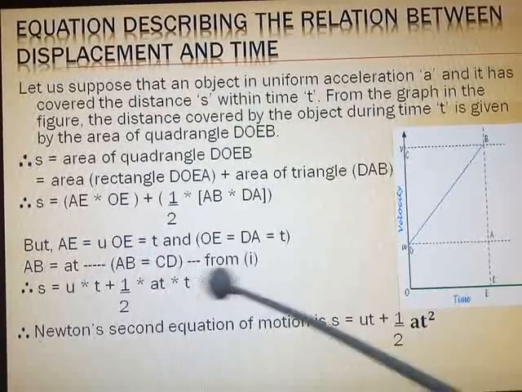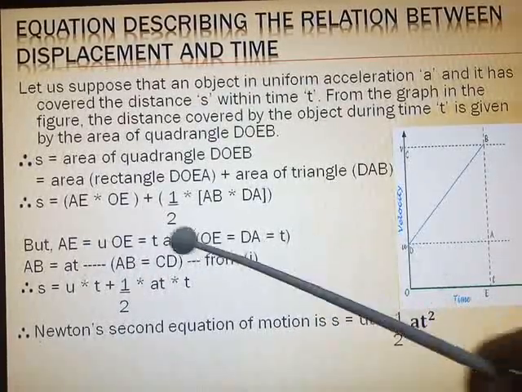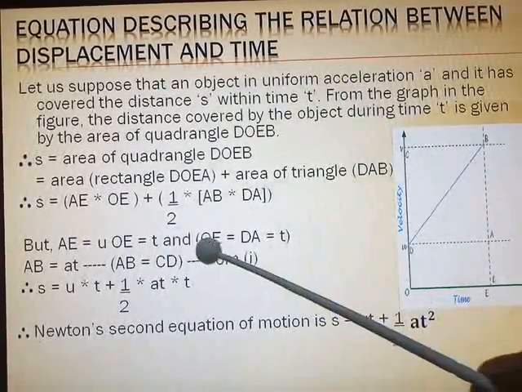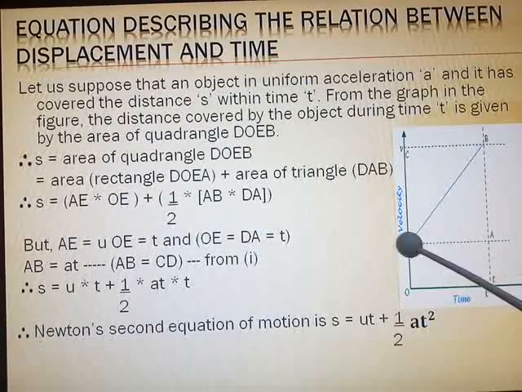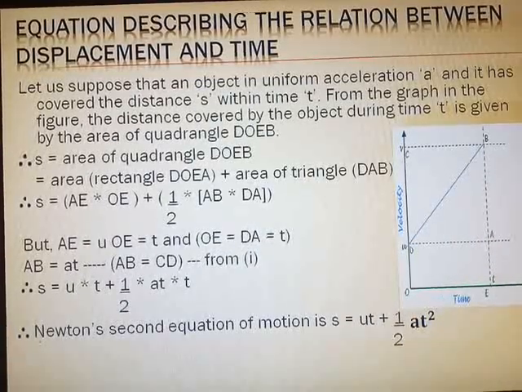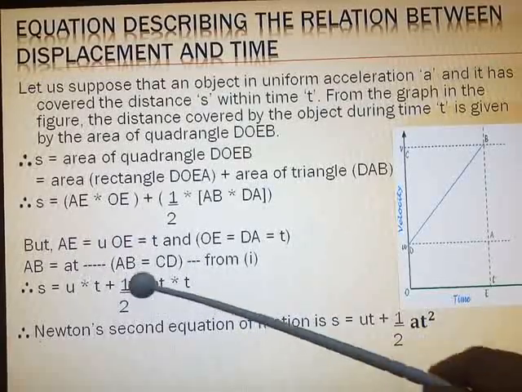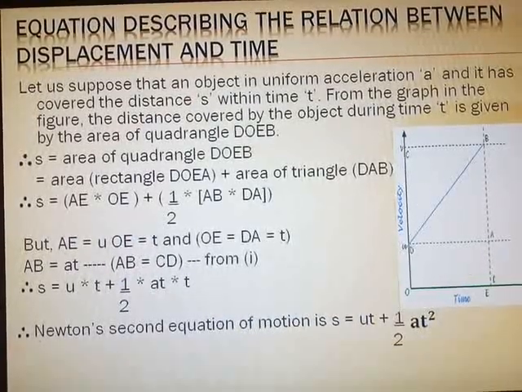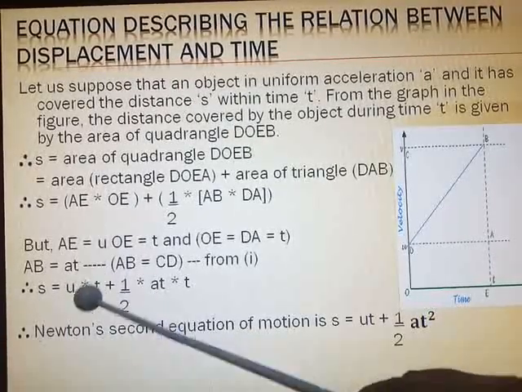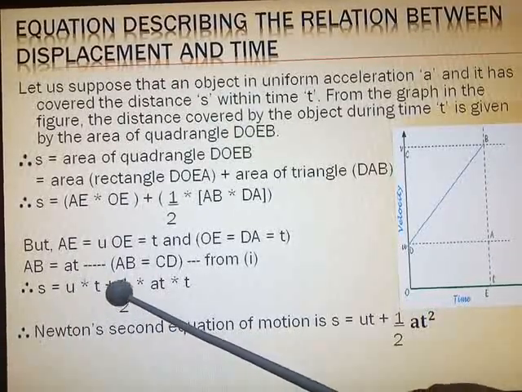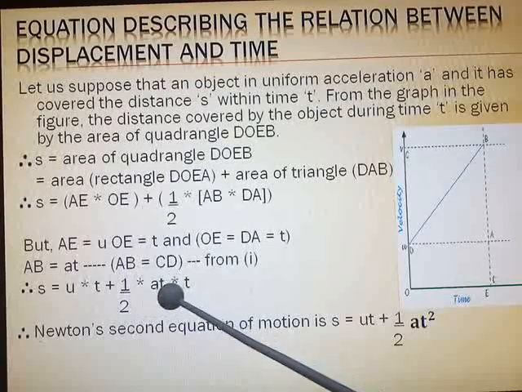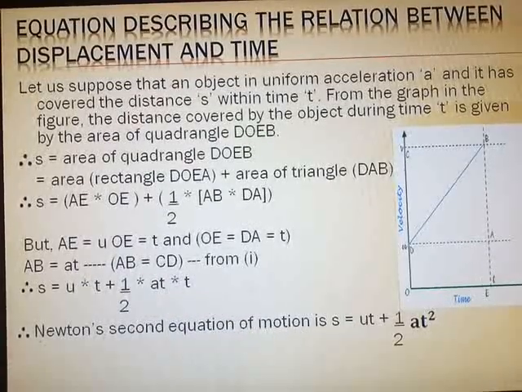AE, all of you know, is equal to U. OE is equal to time t, and OE is equal to DA, that is equal to t. AB is equal to 80 because AB is equal to CD. So S is equal to U multiplied by T plus half into 80 multiplied by T.